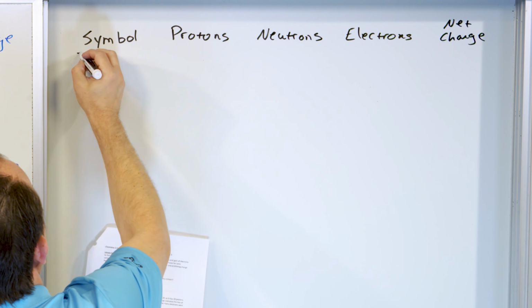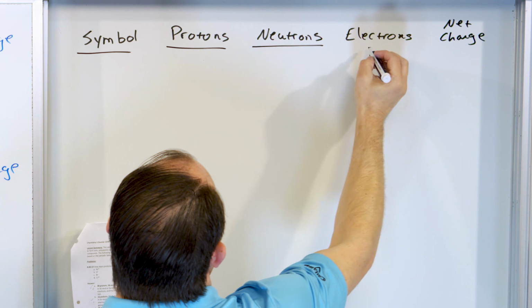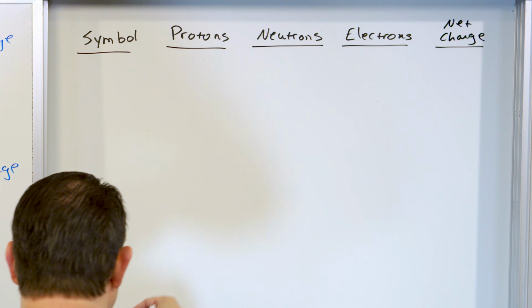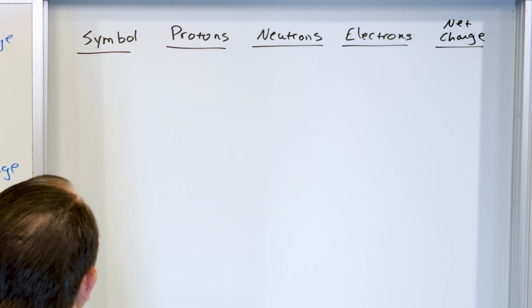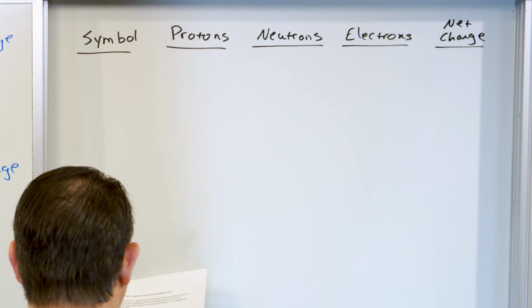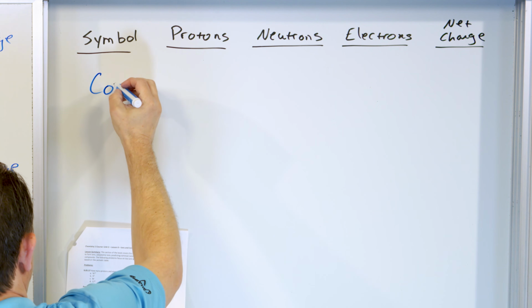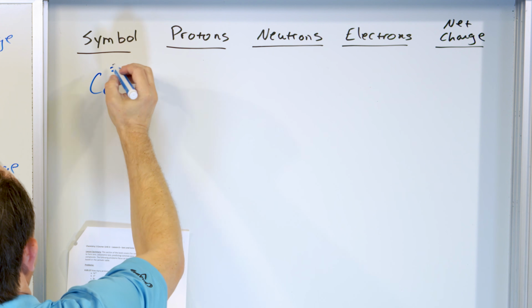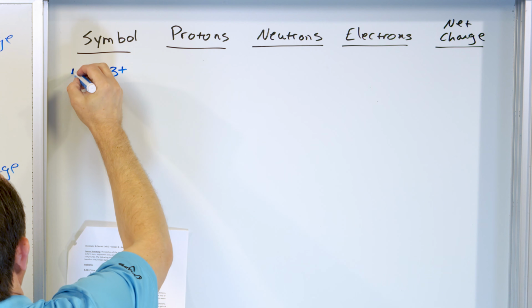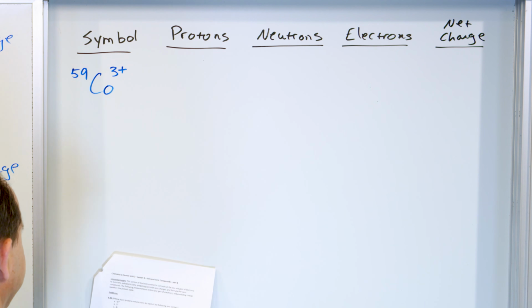All right, so here we have this, this, this, this, and this. And what we're going to do is I'm going to fill this table out. I'm going to give some information into it, and then we're going to fill out the rest. So for the first thing I'm giving you, it's cobalt, 3+, and the mass number you can still write up here, 59. Remember, we were writing those mass numbers before.